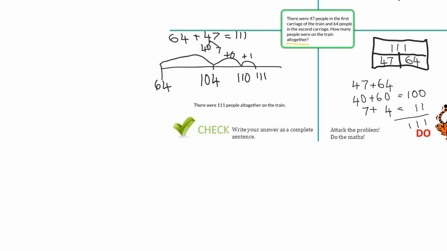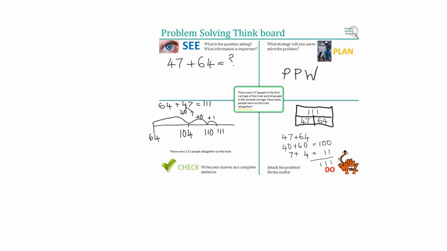Fantastic. Done. So, what have we done today? Well, I used my part-whole knowledge to answer this addition question. I found the key words that the question was asking of me. Firstly, I decided the strategy that I was going to use, which was part-whole. I used my part-whole table to attack the problem in the do section, and then I double-checked with a different addition strategy and put my answer in a sentence. Fantastic! I want you to have a go at some part-whole questions yourself using the problem-solving ThinkBoard.